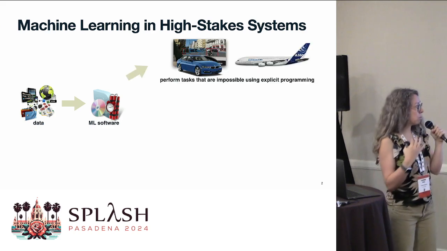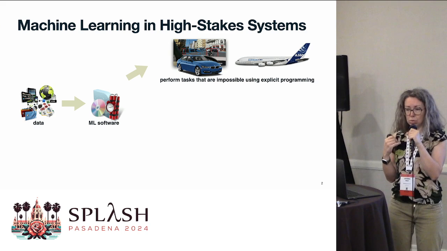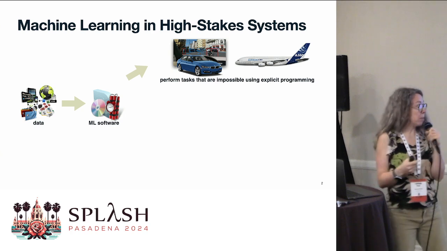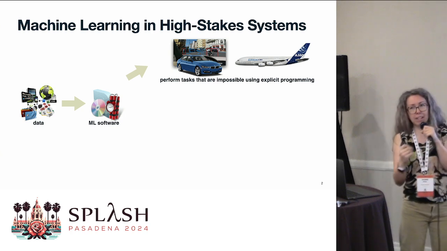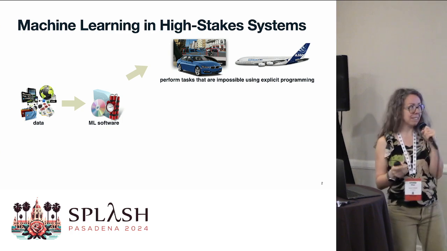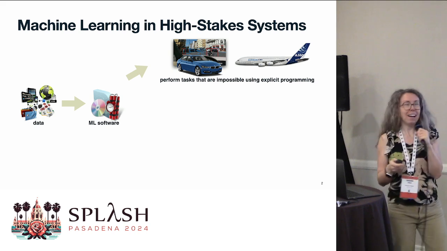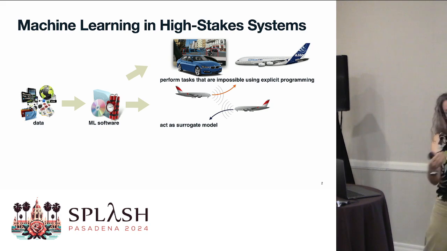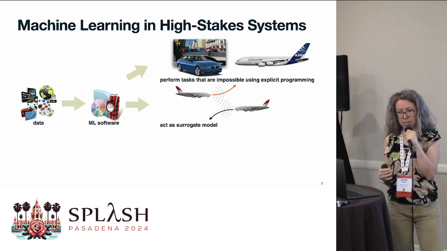And there are various reasons for this. First of all, we can now use machine learning to do things that we couldn't do with explicit programming. Think of self-driving cars, image-based taxi, takeoff and landing. They are looking at these things in the avionics sector. We can also use machine learning as surrogate models. This was basically what I was looking at in the tutorial.